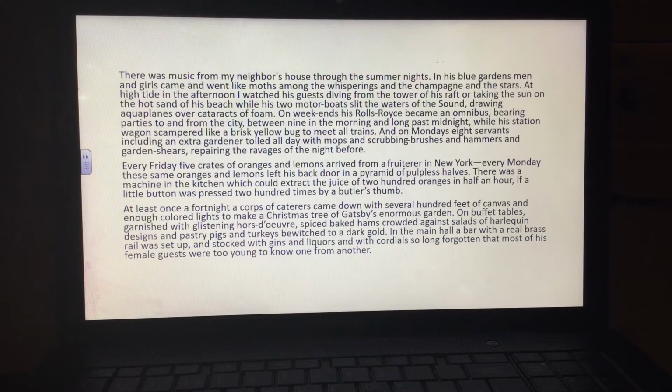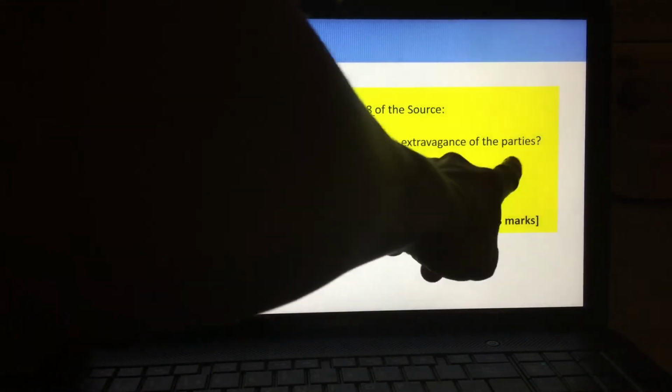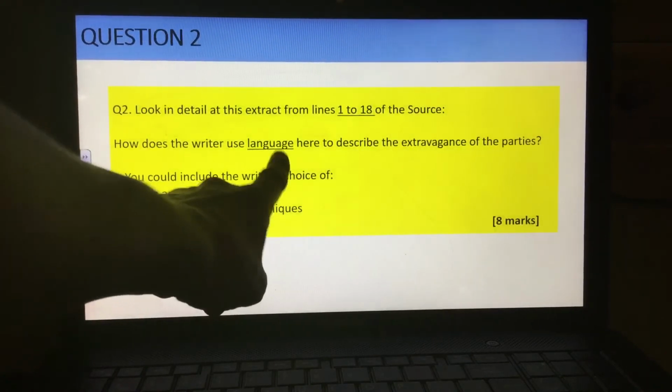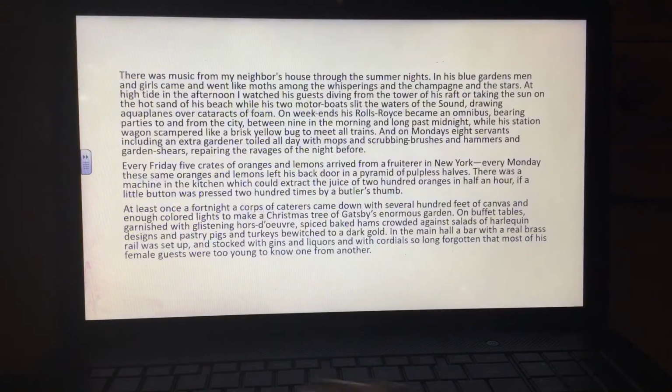So when we come to question 2, we need to make sure that we focus on this idea of the extravagance of the parties, but we are looking at language. We must think about those words and phrases that are used, those techniques. So let's do a couple together and see how we get on.